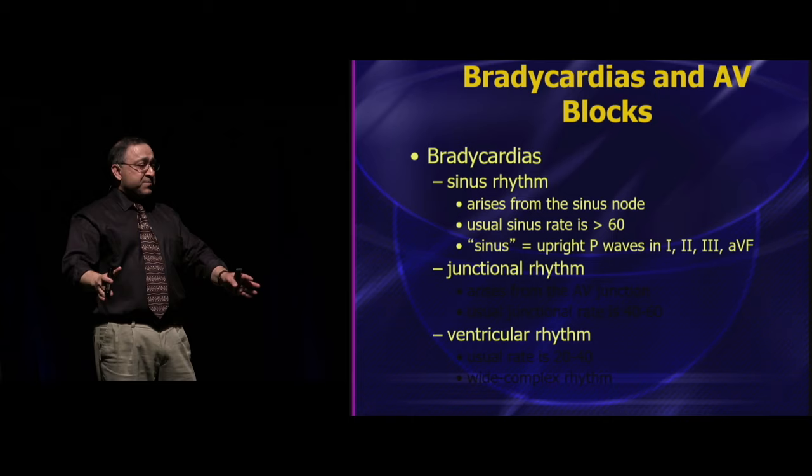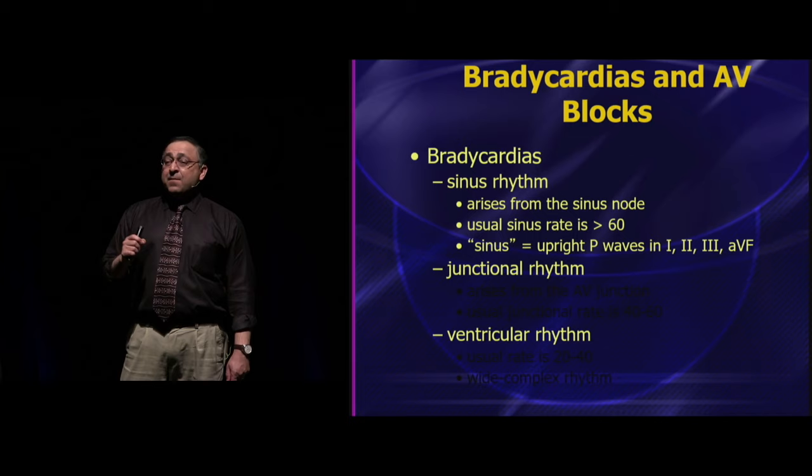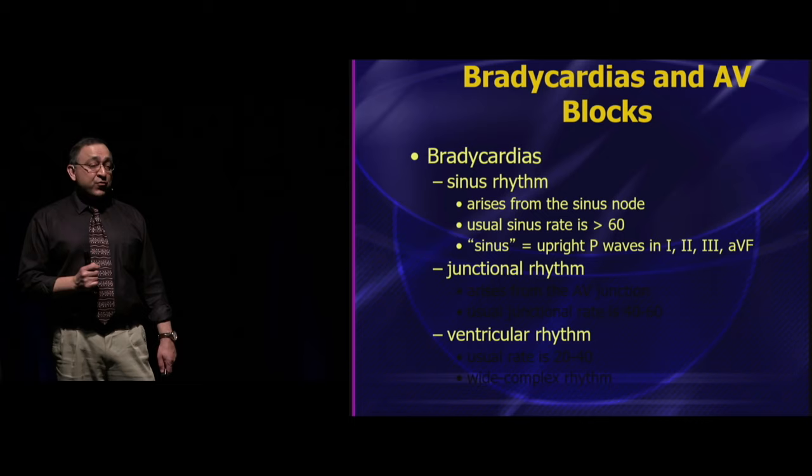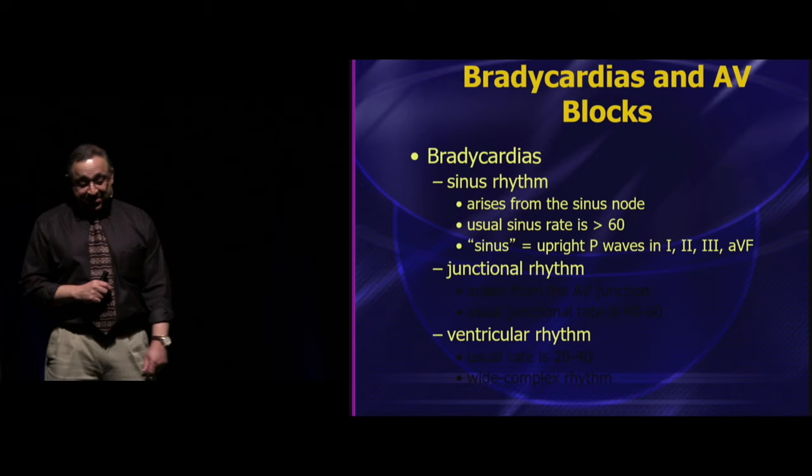By the way, how do you know that an impulse is sinus in origin? By definition, to call it sinus, the P waves should be upright in 1, 2, 3, and aVF, and usually inverted in aVR. If you don't see that, then typically it's called an ectopic atrial rhythm. And if you forget what I just said, nobody's going to die. So it's just a little semantics there, okay?